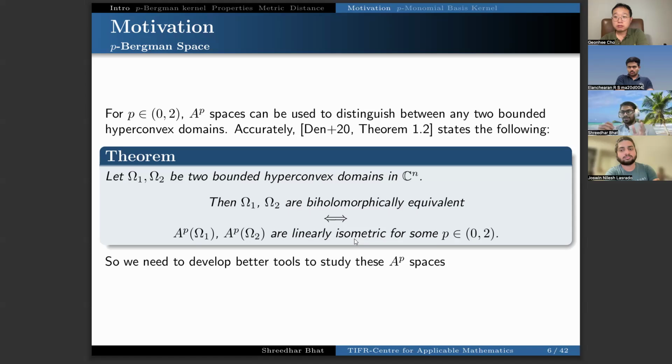We have a nice example. If you look at the disk, the best domain there is, and look at the punctured disk, both of them have the same Bergman space. A2 of D and A2 of the punctured disk are the same, but they are not biholomorphically equivalent. But if you vary p, then you can see that they are not linearly isometric for some p between 0 and 2. So this is one of the reasons why you would want to study these AP spaces.